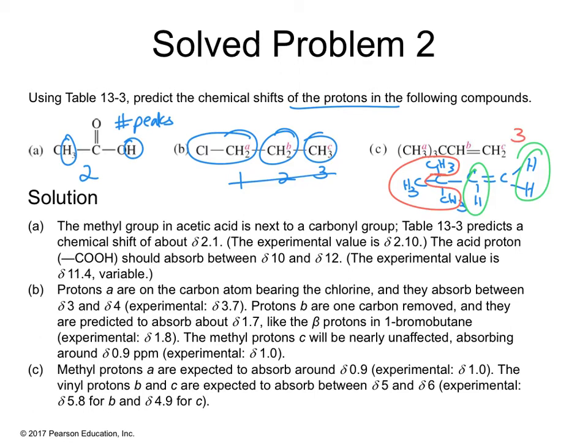Predict the shifts. Okay, well, we said the OH should probably be around 12 ppm. And this carbon next to a carbonyl, you'd have to look at a sheet.